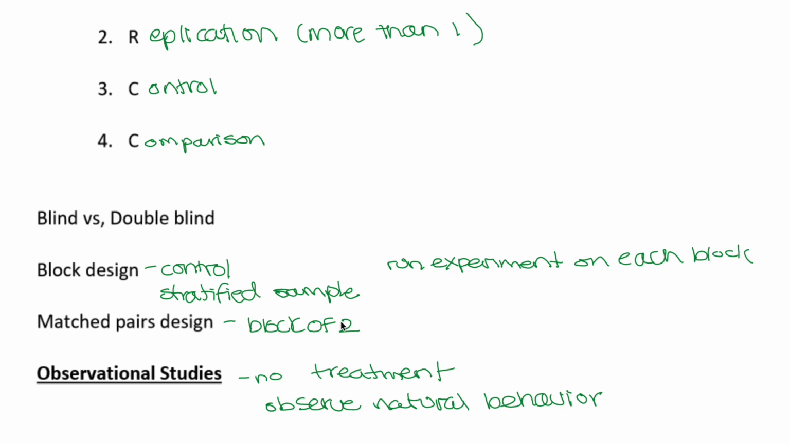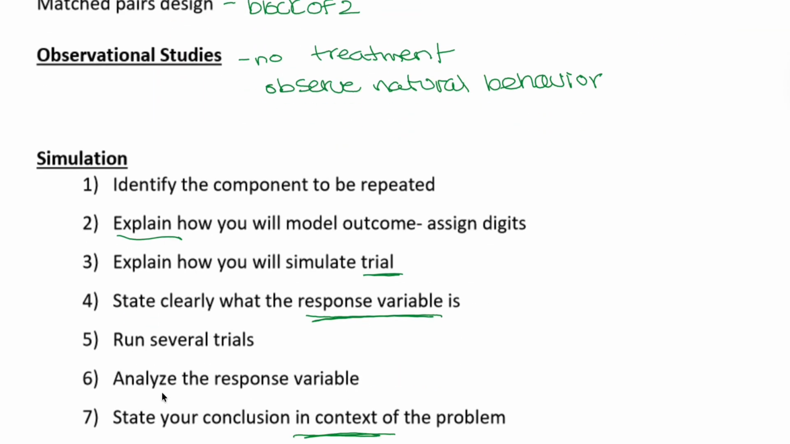The observational studies have no treatments and we're only observing natural behavior. So no treatments and no experiment, and we're just observing the patterns with our eyes, and we draw the conclusion. And remember that we can never draw a cause and effect conclusion from observational studies.